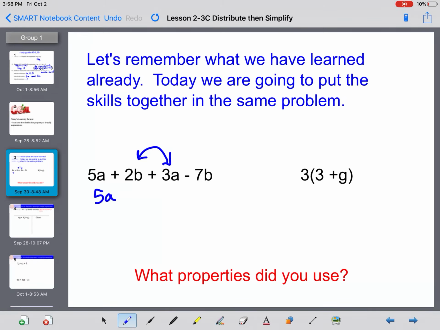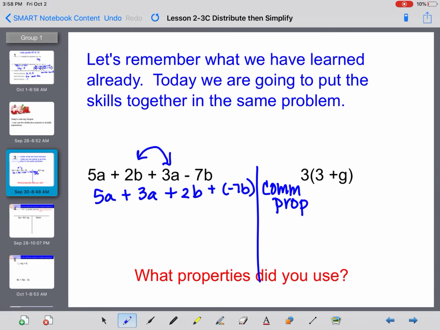So we would rewrite this as 5a plus 3a plus 2b, and then I'm going to change that to plus negative 7b. Change subtraction to adding the opposite. I did that by using the commutative property of addition. Now that I have my like terms together, I can group them. Grouping them is the associative property. 8a plus negative 5b. That is the associative property.